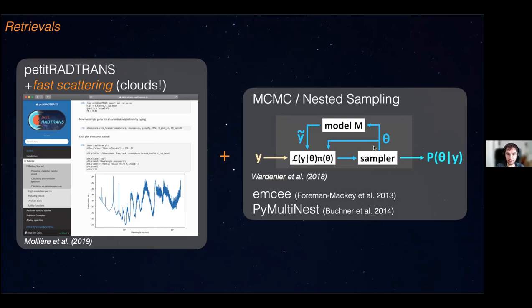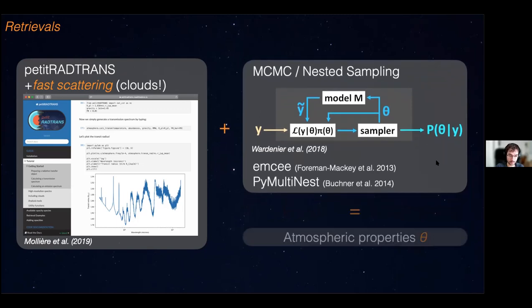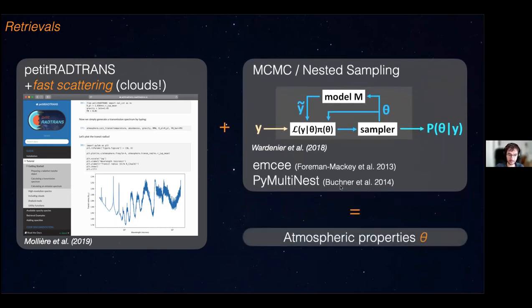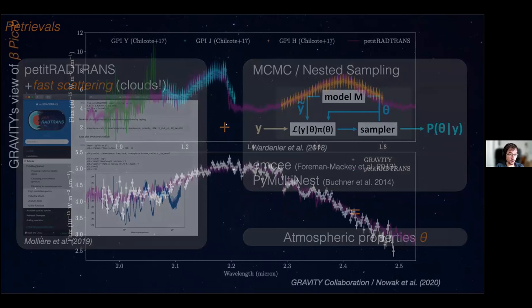And then the sampling method, which is nested sampling here, basically fits the observation, but also backs out in the end the most likely parameters of the atmosphere given the observation. And we use PyMultiNest for this nested sampling method. So what's GRAVITY's view of beta Pic b if we use a retrieval approach? This is shown here.